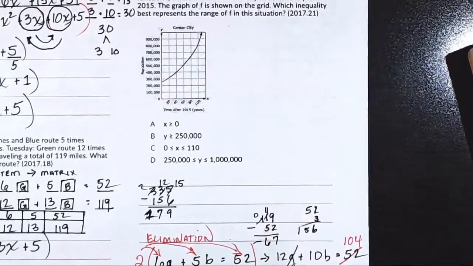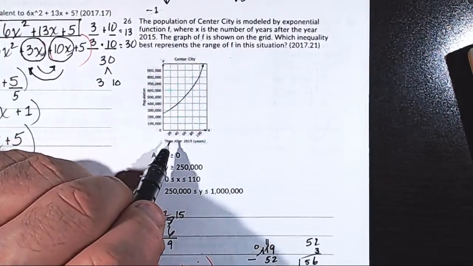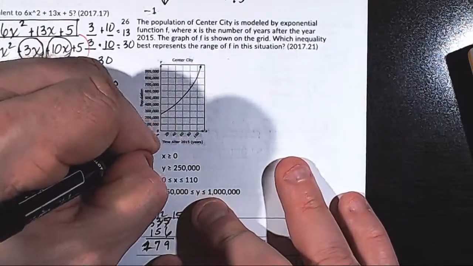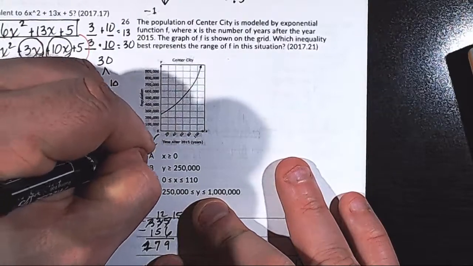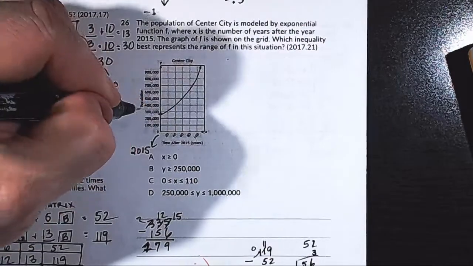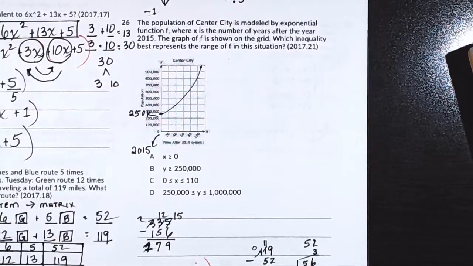Number 26. The population of Center City is modeled by exponential function f, where x is the number of years after 2015. The graph of f is shown on the grid. Which inequality best represents the range of f? Okay. So the bottom row here says 20, 40, 60, 80, 100. Those are years after 2015. So the 0 here actually represents the year 2015. So the y-intercept right here is 250,000.